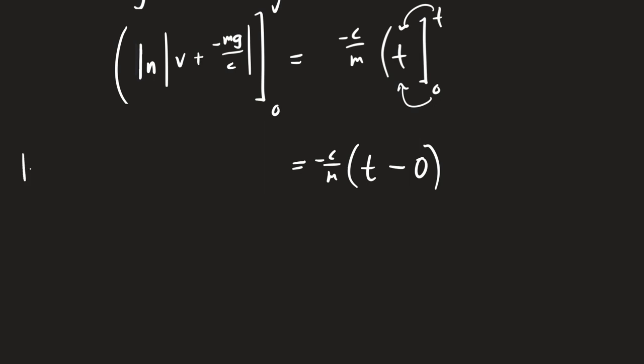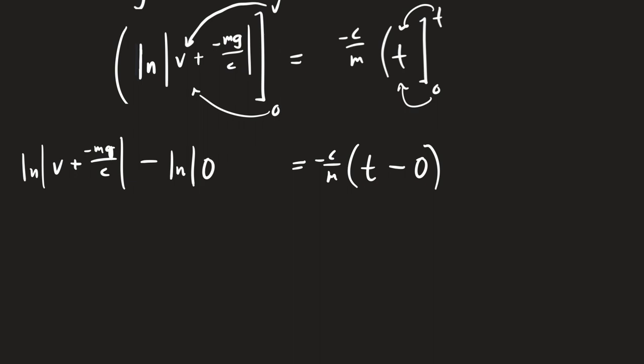So, natural log of, plug in v for my top limit, which is v, plus negative mg over c. There, I plugged in my top limit. Subtract, and plug in my bottom limit. Natural log of 0 plus negative mg over c. I've done it. That's the answer. Kind of.